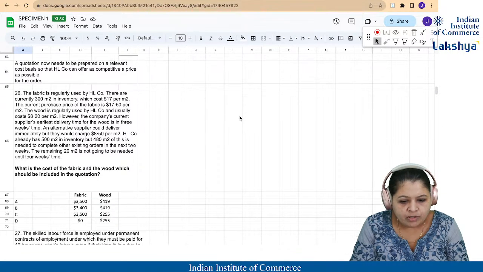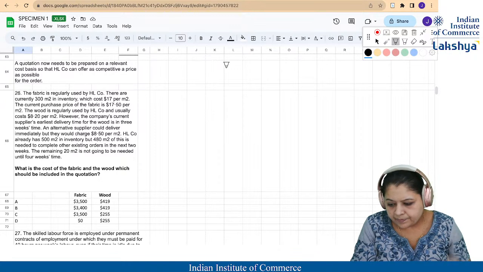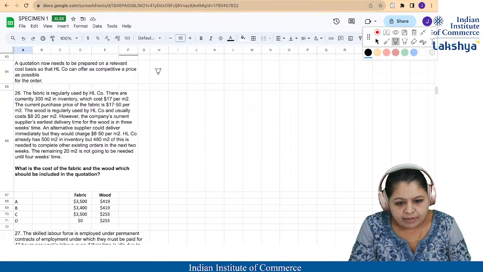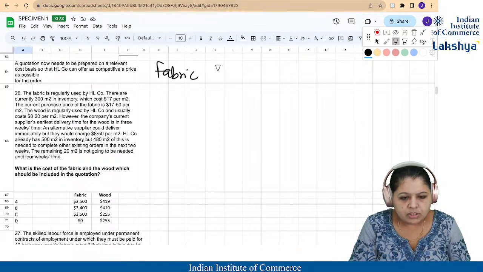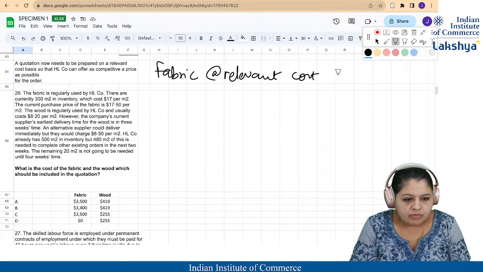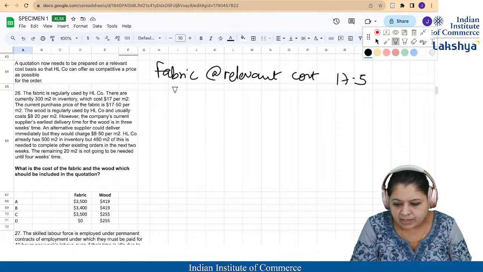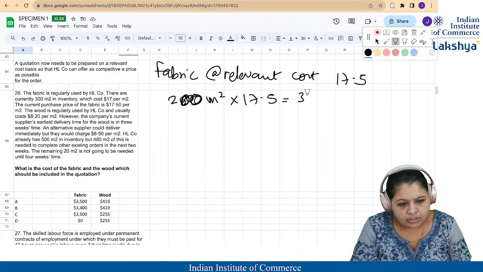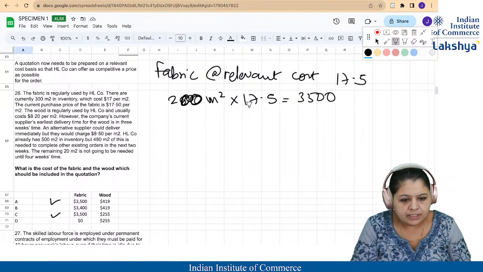The cost of fabric and wood, which they need to add into the quotation, right? So when it comes to fabric, normally students take the cost that is given, which is $17, but we will take the fabric at the relevant cost, which is 17.5. How much fabric is required? 200 square meters of fabric at 17.5. That comes to 3,500, right? We have two answers which have 3,500, A and C.